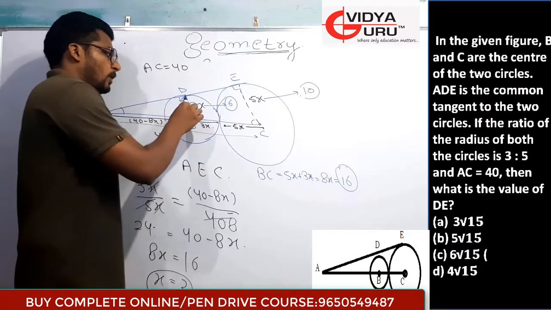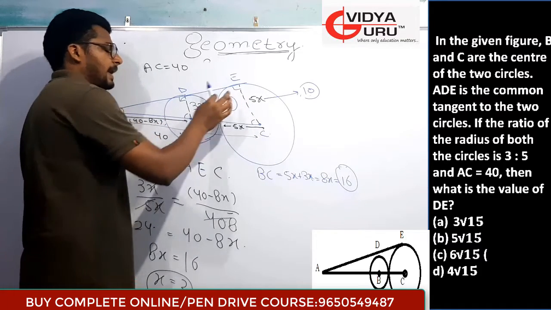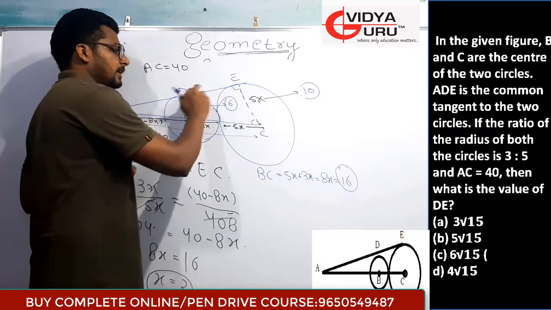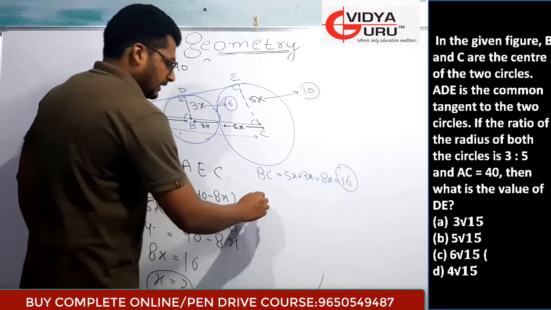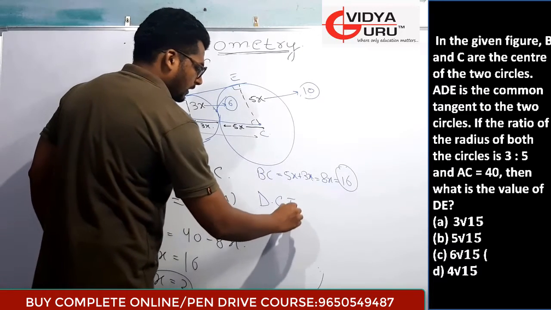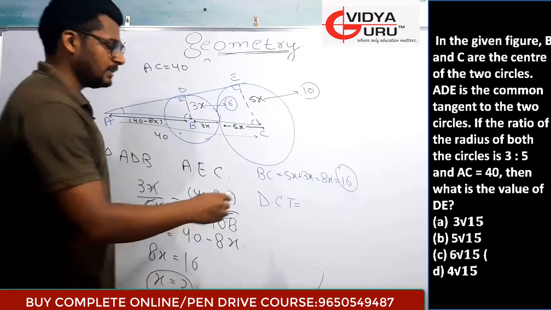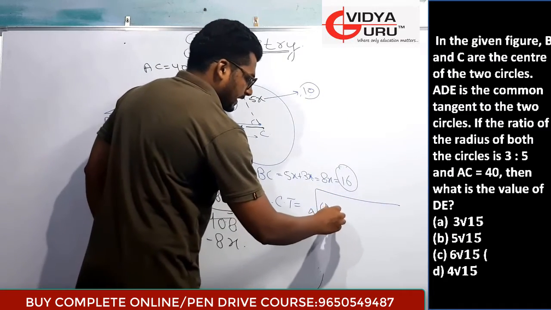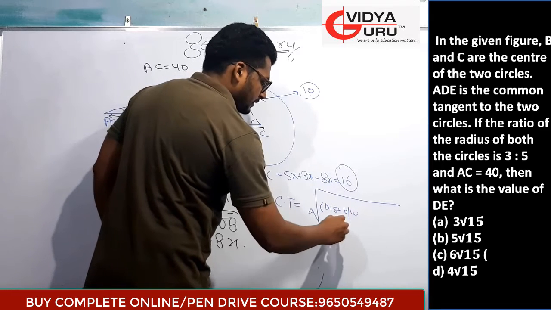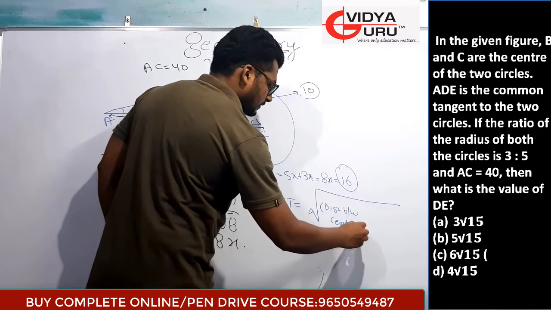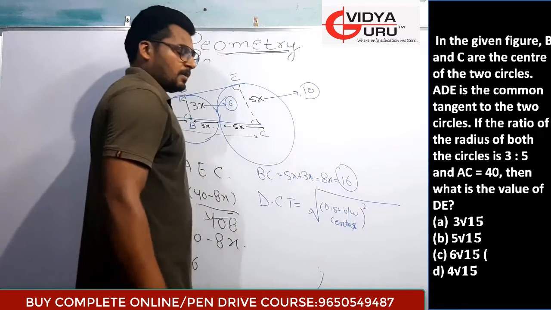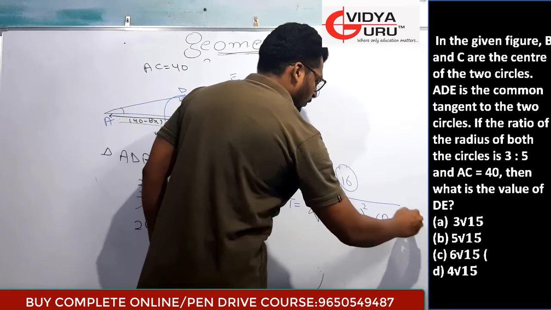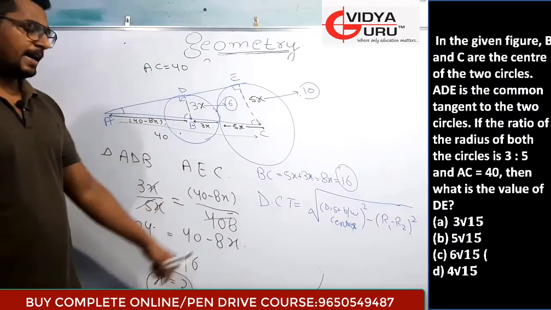Now if I observe, DE is the direct common tangent. We have two methods to find the value of DE. First, DE is the direct common tangent, and how can we find the value of a direct common tangent? Root of (distance between centers) whole square minus (R1 minus R2) whole square. This is the formula of the direct common tangent.